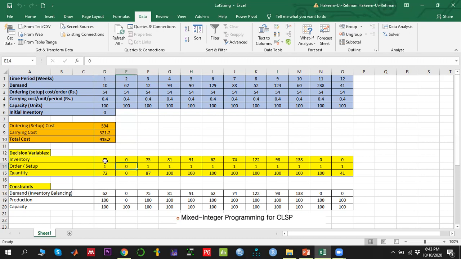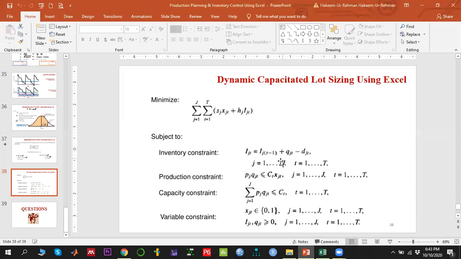Similarly, this is indicating the production quantity. So first of all, we will leave these cells empty, or you can write zeros in the place of all these. And right now, the next thing is we need to write down the objective function as well as the constraints. So first of all, let's write down the objective function.